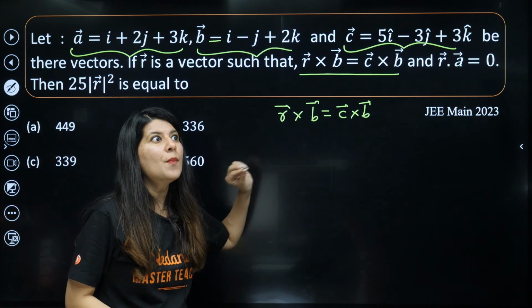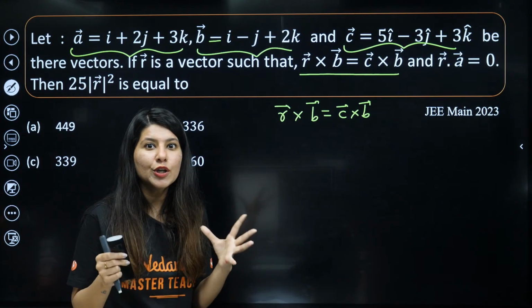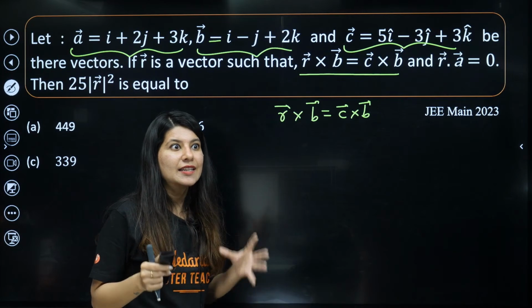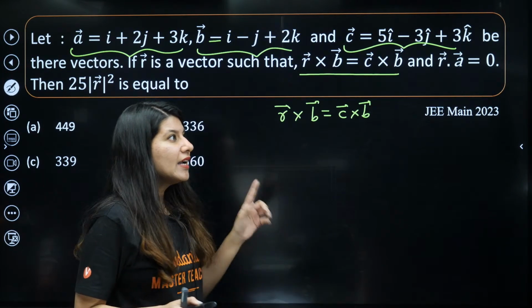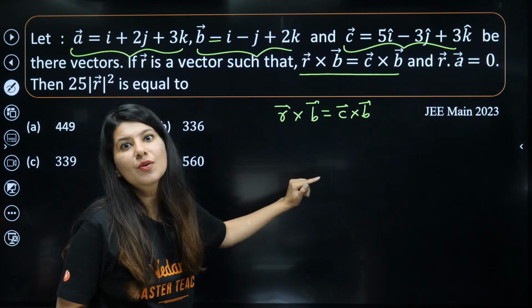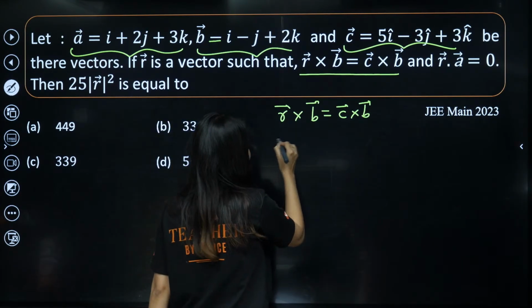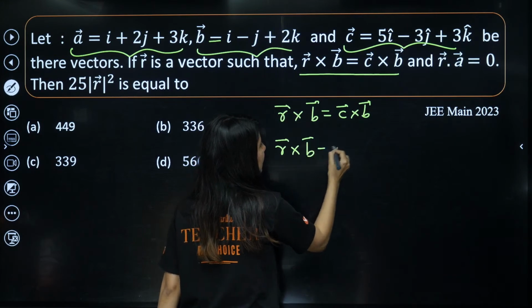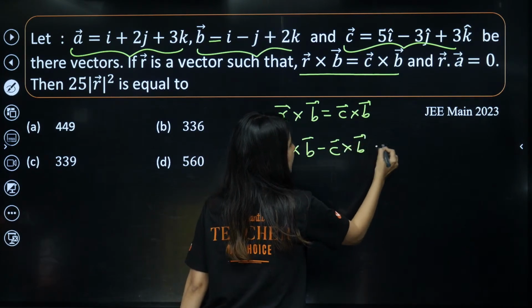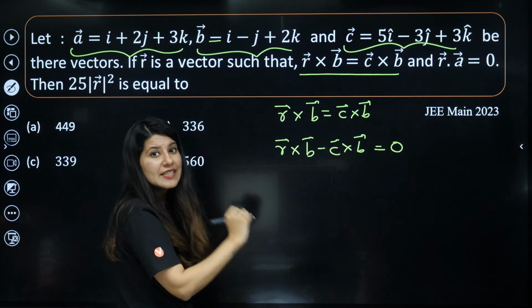And I have told you multiple times that this is going to come, and you know what? This is what you're going to write. What more can I say? Now shift this towards the left hand side, equals 0. That's how you solve these types of equations.